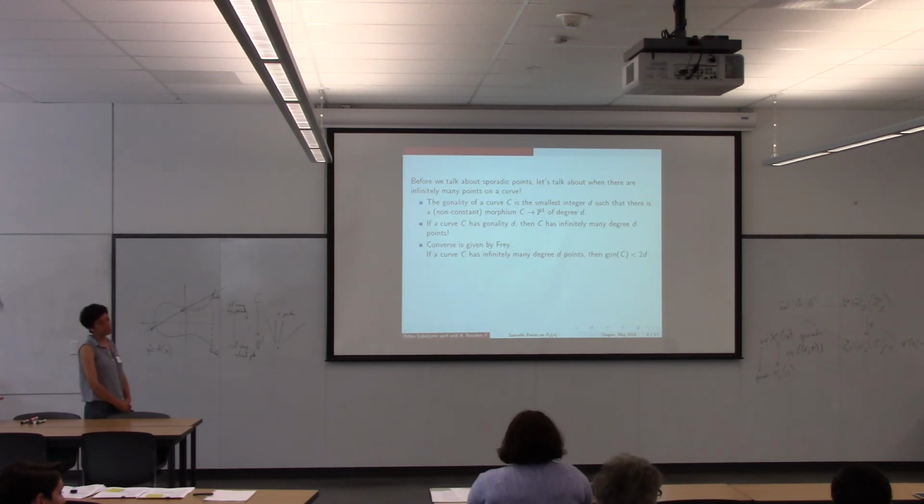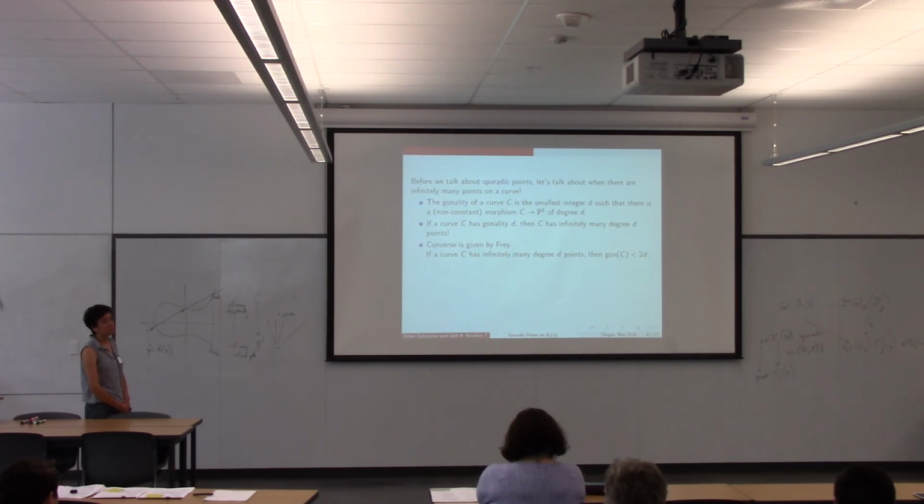Like this Viray result, the case d equals 1 of Viray is essentially Faltings' theorem, right? Yeah, so this is actually a corollary of Faltings' theorem. Okay, I should have said that. So the gonality, if there are infinitely many degree d points, then the gonality is at least d, right? If it has infinitely many degree d points, is the gonality at least d?